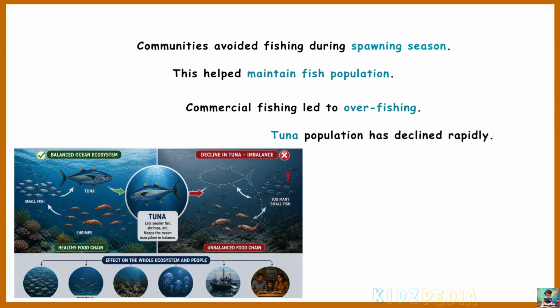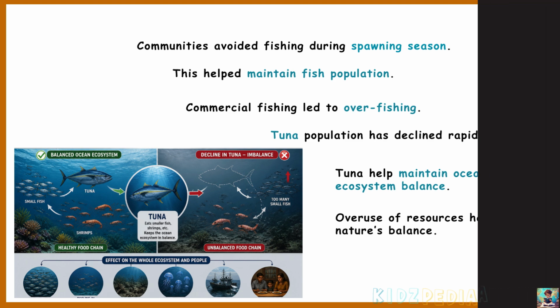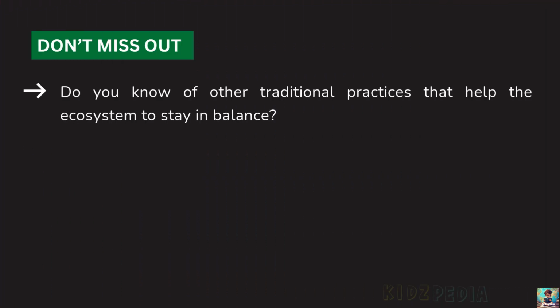Tuna play an important role in the ocean. They eat smaller fish and shrimps. They help maintain balance in the ecosystem. And if tuna decreases, the entire ocean balance is affected. So, traditional practices protected nature, but overuse for profit is disturbing ecosystems. Do you know of other traditional practices that help the ecosystem to stay in balance?